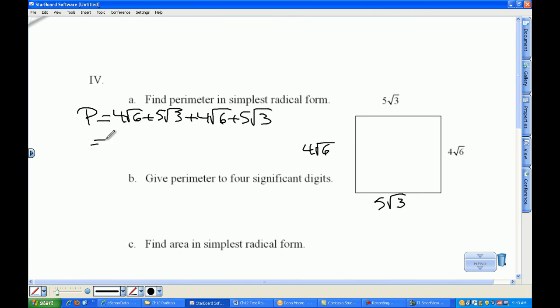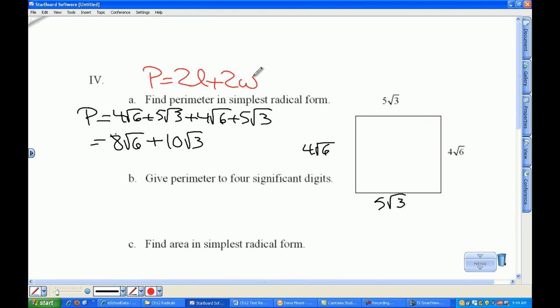4 radical 6 plus 4 radical 6 is 8 radical 6. 5 radical 3 plus 5 radical 3 is 10 radical 3. 8 radical 6 and 10 radical 3 are not like terms, so don't cram them together, turning them into something that it is not. You could also use P equals 2L plus 2W, which would make the problem just a tiniest bit shorter.